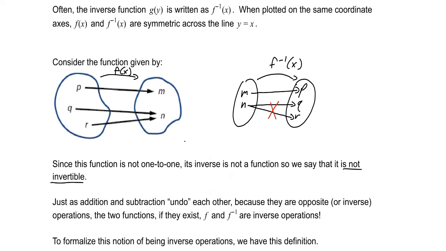Alright, so the idea here is we have a function that in some sense undoes another function, just as addition and subtraction undo each other. They are opposites, they're inverse operations. The two functions, if they exist, f and f inverse, are inverse operations.